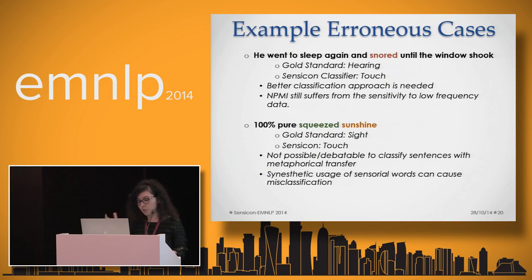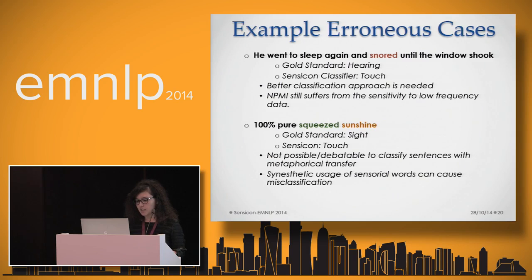From here we can understand that even if there is a dominant sense word such as "snore," some negative associations can decrease the association value of the category, because we are taking the average of the association values to classify the sentence. So we obviously need a better classification approach. Also, the problem here is caused by MPMI, because MPMI still suffers from the sensitivity to low frequency data coming from PMI.